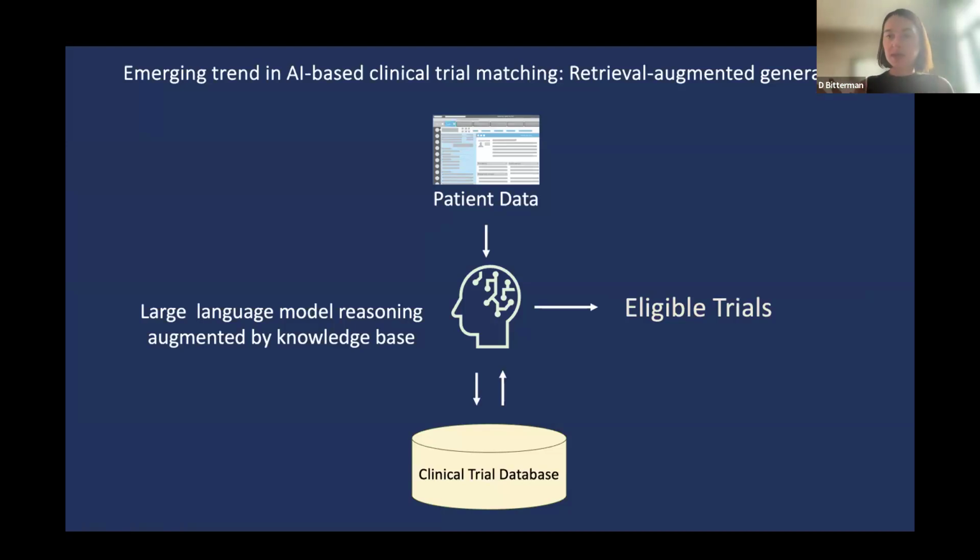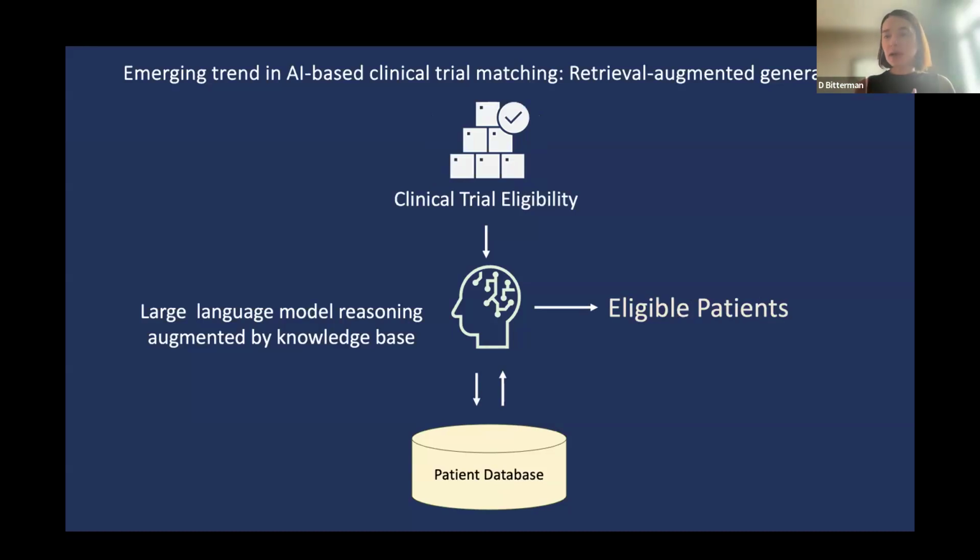So you can use something like this to take in patient data and match it to the closest clinical trial. It will spit out eligible trials. Likewise, you can go the other direction: give a language model clinical trial eligibility criteria, have a retrieval module that retrieves relevant patients, and spit out eligible patients. So there's excitement here. We're still not quite at an area where this is ready for prime time.